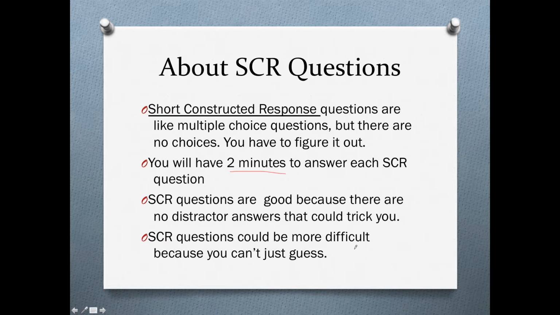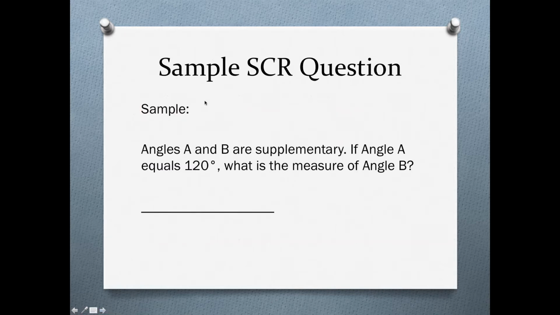They're also difficult though because you can't just guess A, B, C, or D if you have no clue. You kind of have to put down a number that makes sense. So let's take a look at a short constructed response question. It says angles A and B are supplementary. If angle A equals 120 degrees, what is the measure of angle B? This problem is pretty straightforward as long as I know what supplementary means. And I know that supplementary means that the angles have to add up to 180 degrees. So if angle A equals 120, what's the measure of angle B?